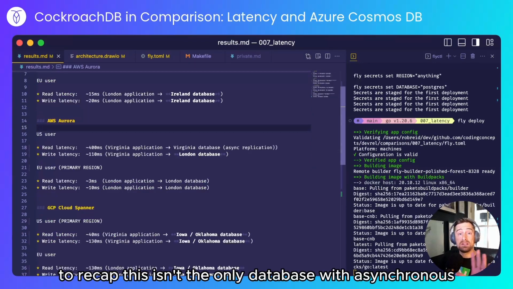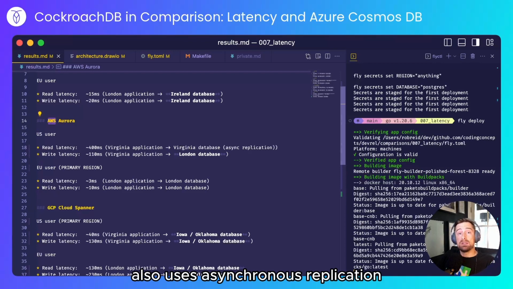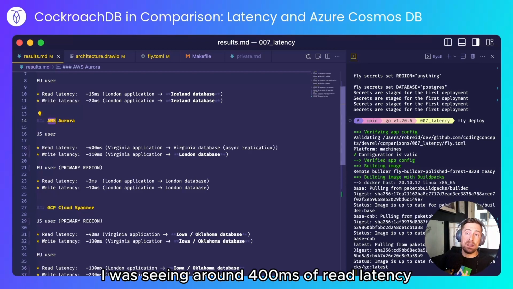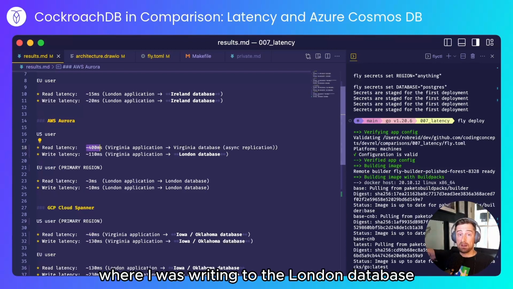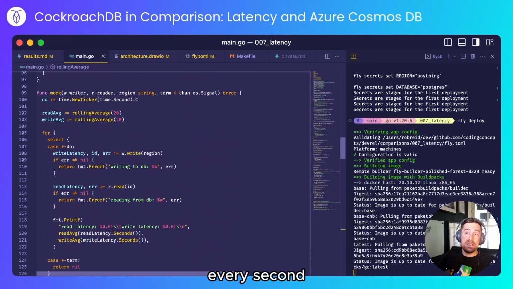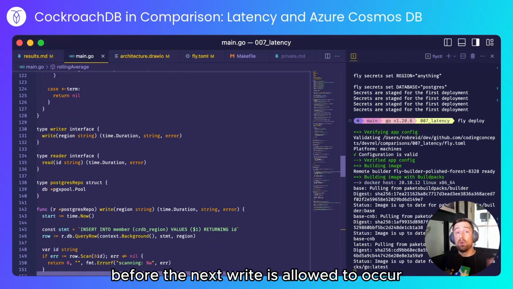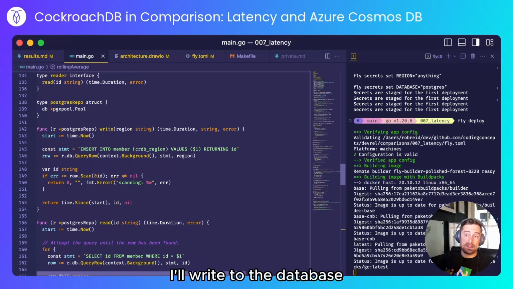To recap, this isn't the only database with asynchronous replication. AWS Aurora also uses asynchronous replication. I was seeing around 400 milliseconds of read latency where I was writing to the London database and waiting for the async replica. In the application, every second I'll make a write and then I'll make a read. The read will wait for the data to become available in the replica before the next write is allowed to occur.